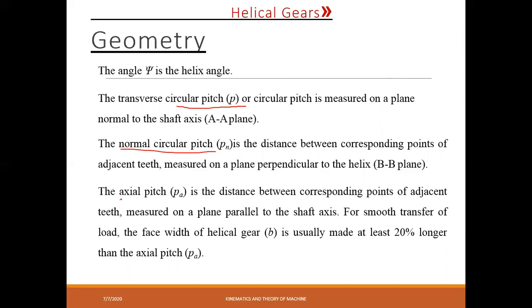Now the axial pitch is the distance between corresponding points of adjacent teeth measured on a plane parallel to the axis of the shaft, or you can say the horizontal plane. So the distance between two consecutive teeth on the horizontal plane, parallel to the shaft axis, is measured as the axial pitch PA. For smooth transfer of load, the face width of the helical gear, B, is usually made at least 20% longer than the axial pitch PA, which is measured parallel to the shaft axis.